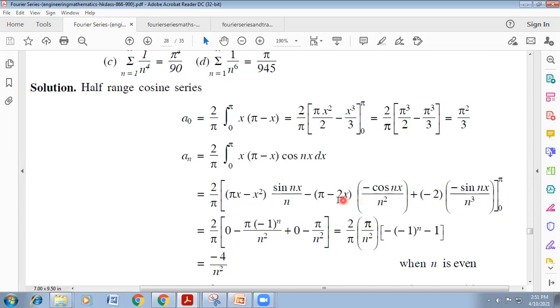Plus this, not vanished. Differentiation of this, what will be? Pi minus twice x differentiation, what? Minus 2. Again integration of this. Cos integration, what? Sine, and minus minus. Again dividing with the coefficient of x, that means dividing with the n. So n square into n, what will be? N cube. And limit will be 0 to pi.